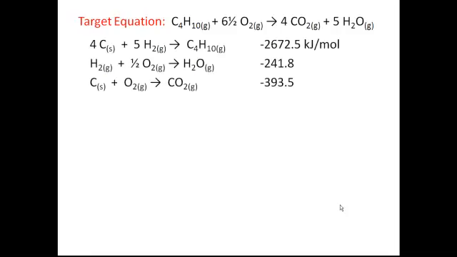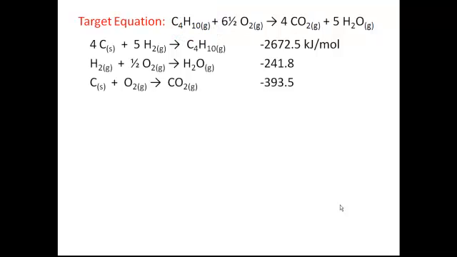So we have 1 mole of butane, 6.5 moles of oxygen. This will yield 4 moles of carbon dioxide and 5 moles of H2O gas. Okay, and here are all of our given equations. Now what I suggest is you focus on the first species of your target equation. So this would be the butane, C4H10.